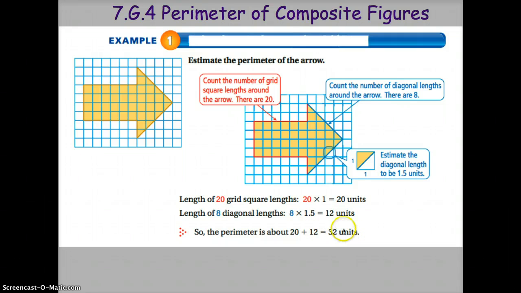Notice we do need our units, but since we don't know if it's centimeters or inches or what it is, we just simply use the word units. When you do get to this student example, I want you to remember that the diagonals are always 1.5 units. You do also want to make sure you write that down, because that will be on your quiz as well.